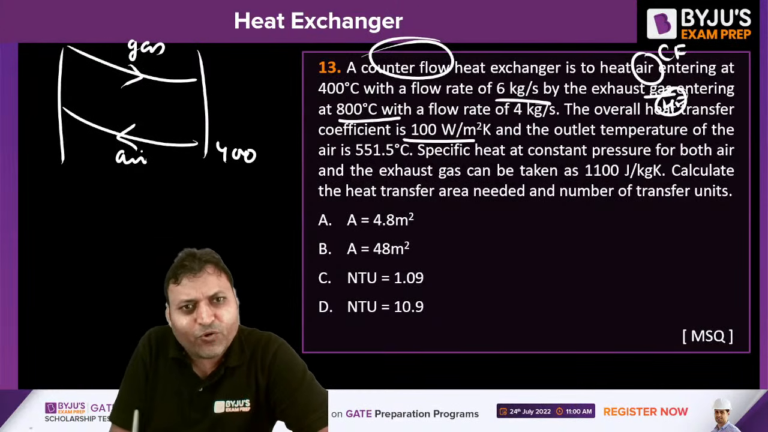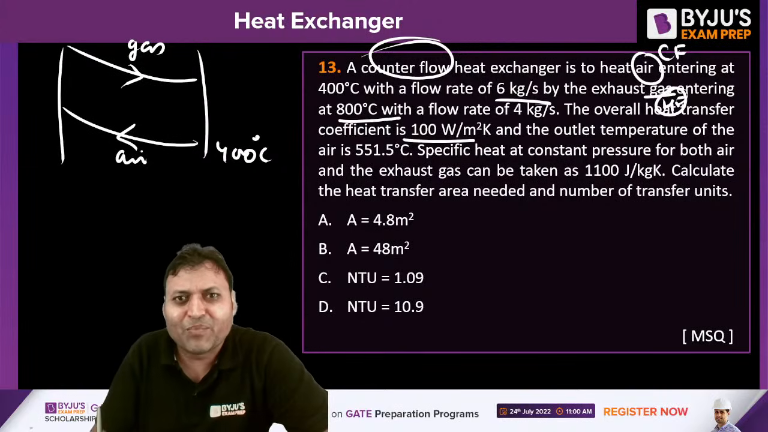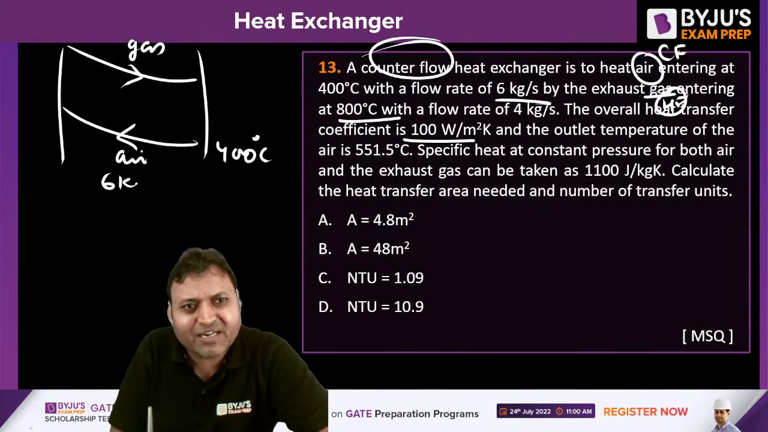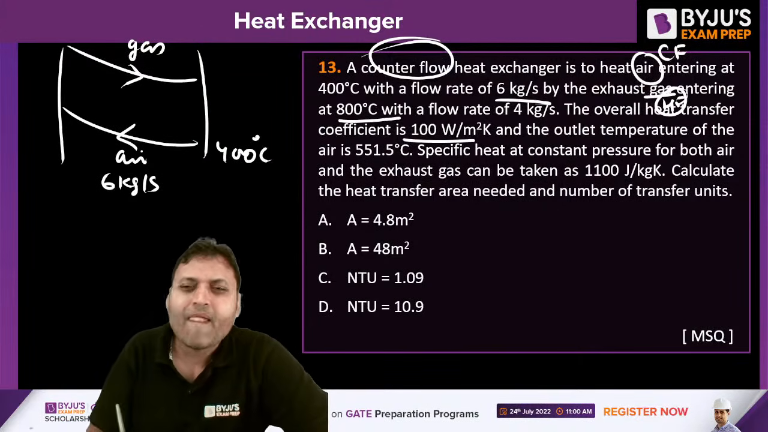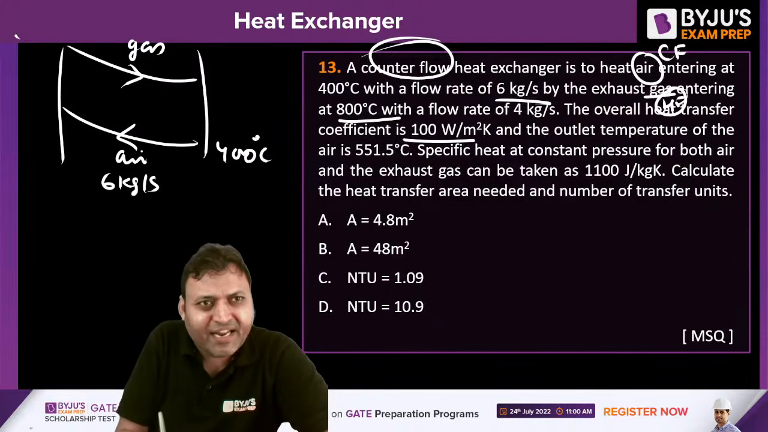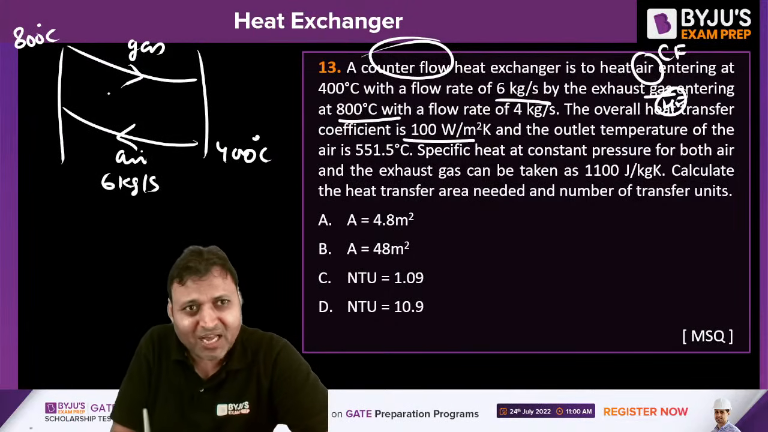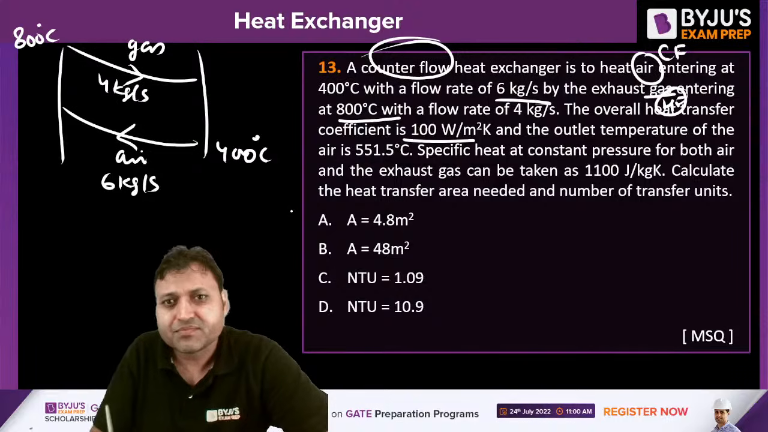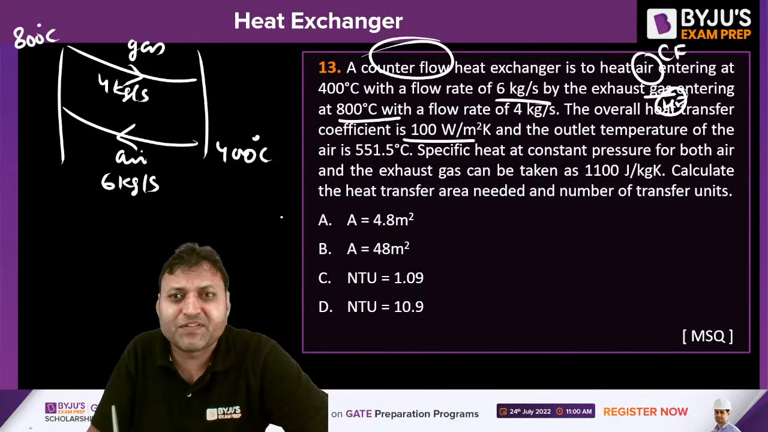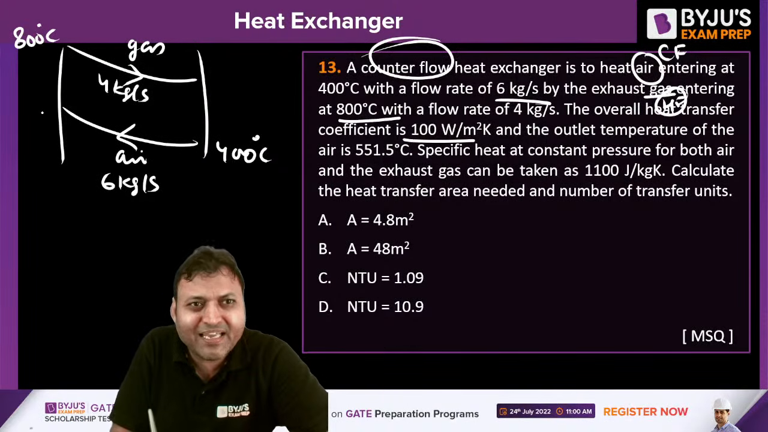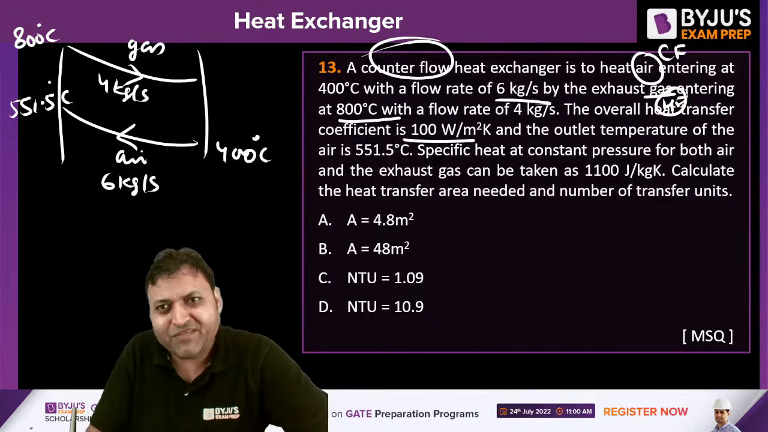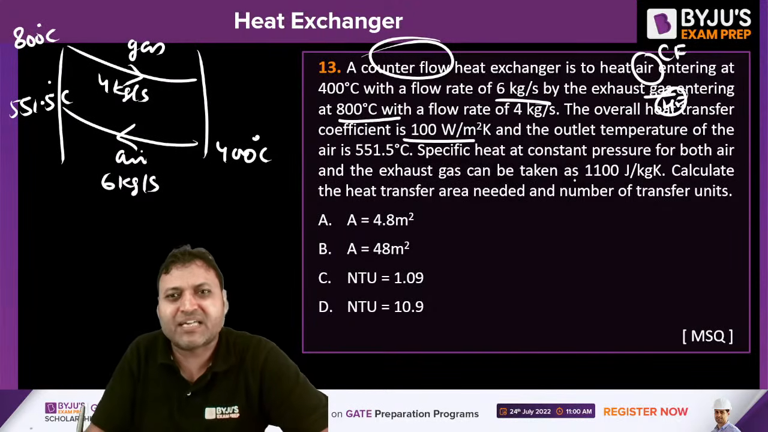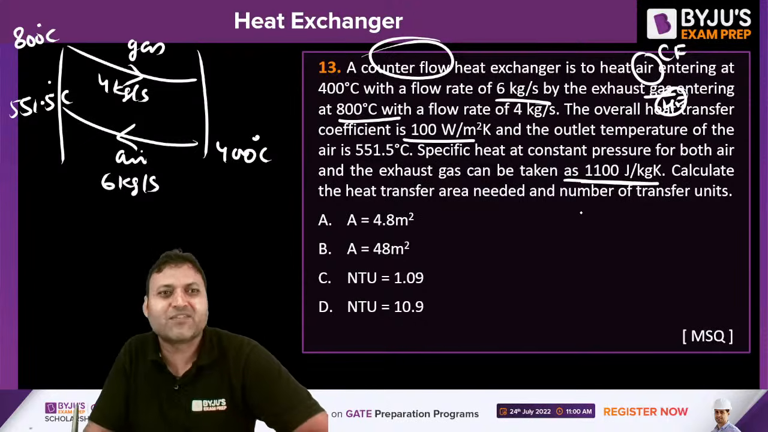Air is entering at 400 degrees Celsius and the mass flow rate is 6 kg per second, and exhaust gas is entering at 800 degrees Celsius and the mass flow rate is 4 kg per second. The overall heat transfer coefficient is given. The outlet temperature of air, TC2, is 551.5 degrees. Specific heat at constant pressure for both air and exhaust gas can be taken as 1100. Calculate the heat transfer area and number of transfer units.